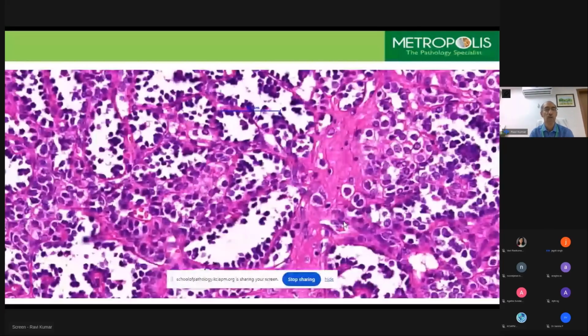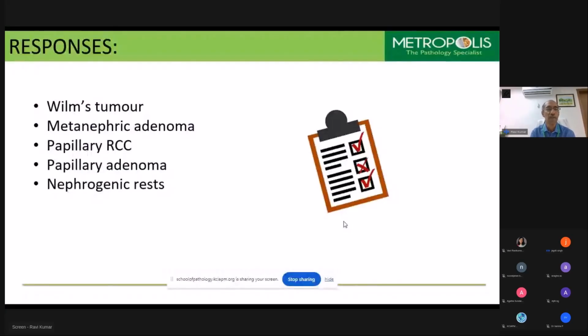So we've got several responses. Among the top, we have Wilms tumor, metanephric adenoma, papillary RCC, papillary adenoma, and nephrogenic rests. And as Dr. Jagrati already mentioned, nephrogenic rests is also a differential. But I would go against nephrogenic rests because they're very small, not grossly visible usually, and generally do not have any capsule and tend to merge with the surrounding normal renal parenchyma, which we did not see here.